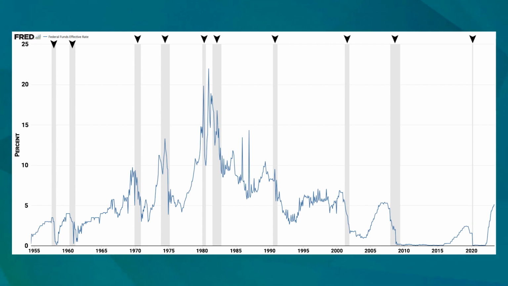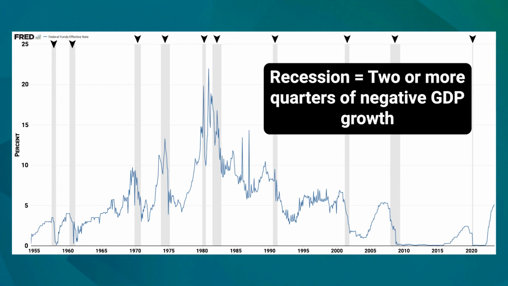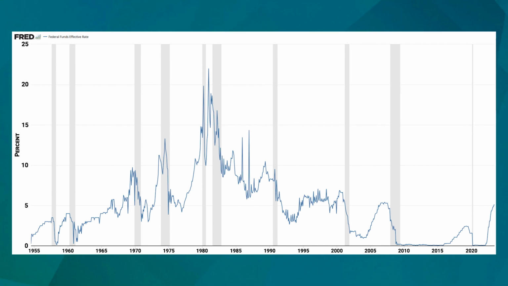Note the gray bands. These are periods of recession in the U.S. economy, specifically 2 or more quarters of negative GDP growth. At a glance, you can see that in nearly every case, the cycle for the Fed funds effective rate was rising, then the rising cycle ended, then recessions followed.